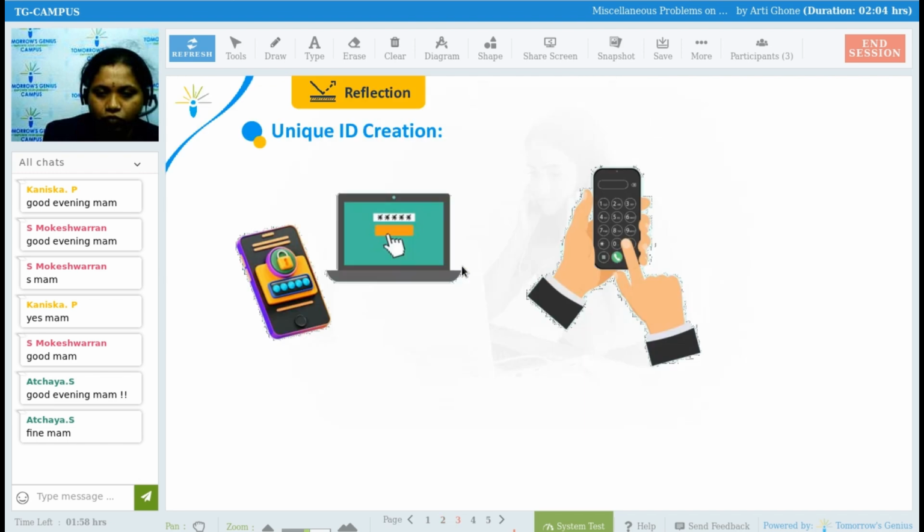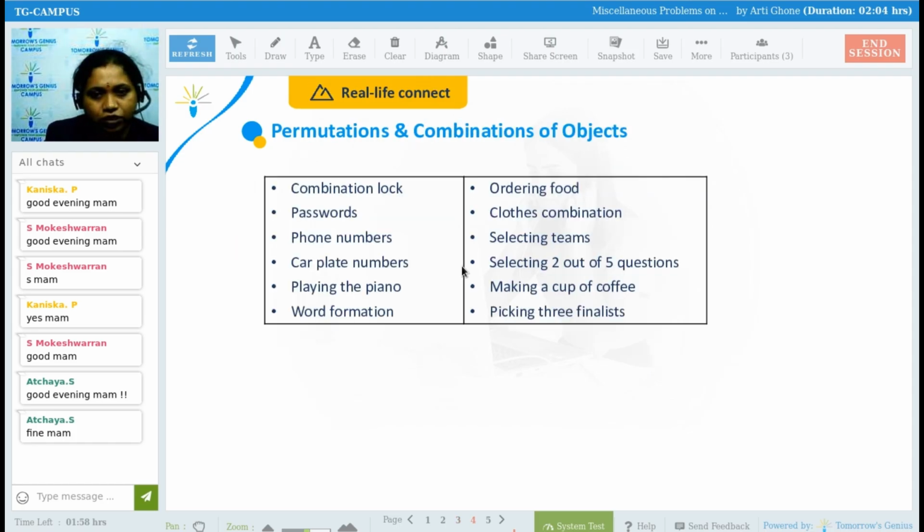Everyone knows the use of combinations. So what is that? Unique ID creation. Yes, no? Any kind of password, any kind of mobile number is a great application of permutations and combinations. So I have put that in the reflection. What are the uses of this? In real life, the real life connect is not mathematical conceptually, but the mathematical applications we are going to see today. But what are the real life uses of permutations and combinations?